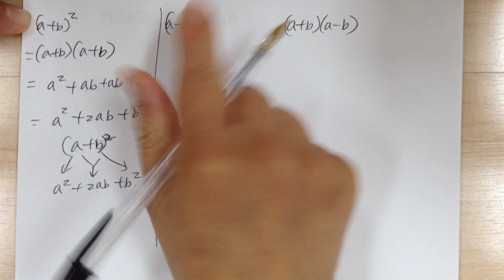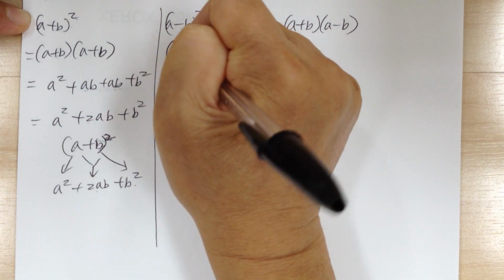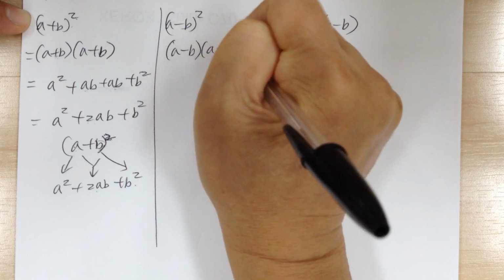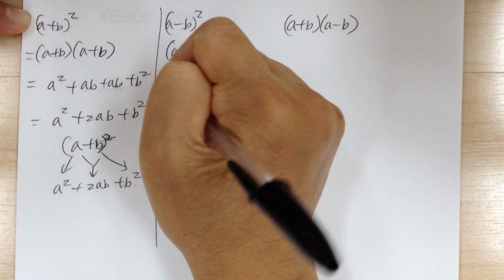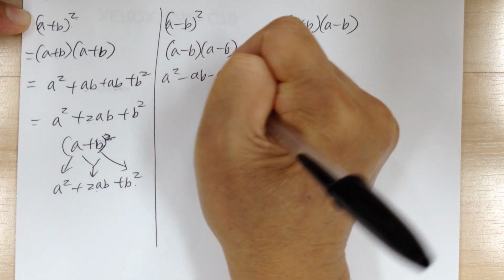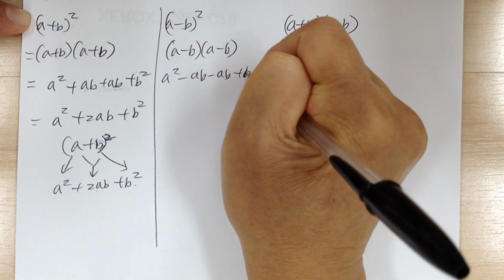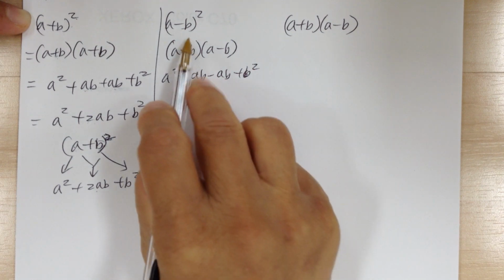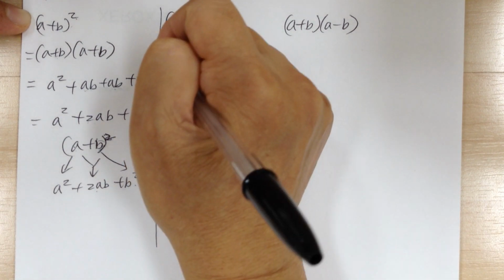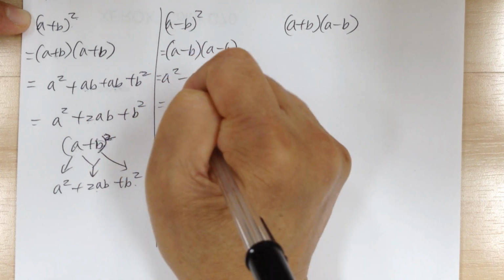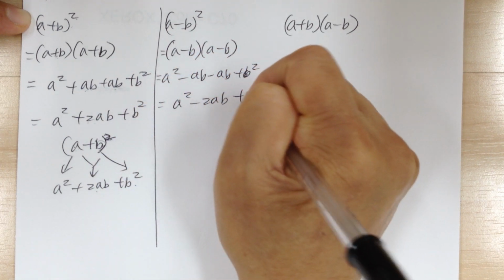So because if you write it out, you're going to get A minus B, A minus B. Okay? So there are 2 minuses. So you're going to get A squared minus AB minus AB plus B squared. So again, there are 2 minuses because there are 2 of them over here. So this will equal to A squared minus 2AB plus B squared.